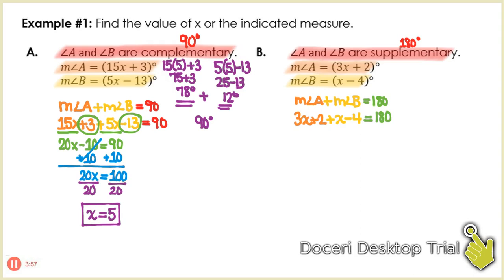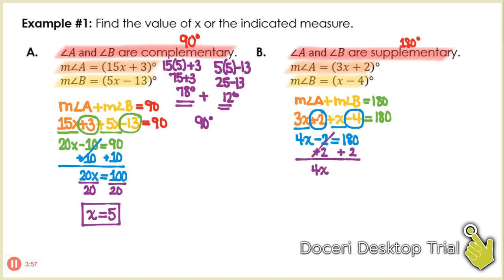We're going to come through and we're going to simplify the left-hand side of that equation by combining like terms. 3x plus x is 4x. 2 minus 4 is negative 2, and that's going to be equal to 180. And then we're going to undo those operations in reverse order using inverse operations. So we're going to undo subtracting 2 by adding 2, and what I do to one side, I have to do to the other to keep my equation balanced.